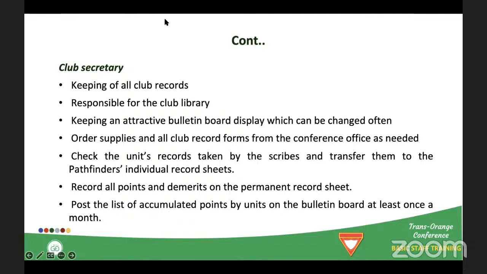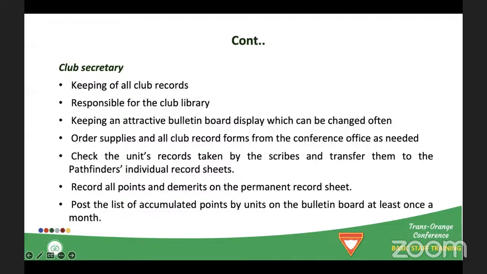Keeping an attractive bulletin board display which can be changed often. So the secretary also keeps an attractive bulletin of what is going to happen when, and you keep on advertising it. Order supplies and all club record forms from the conference office as needed.